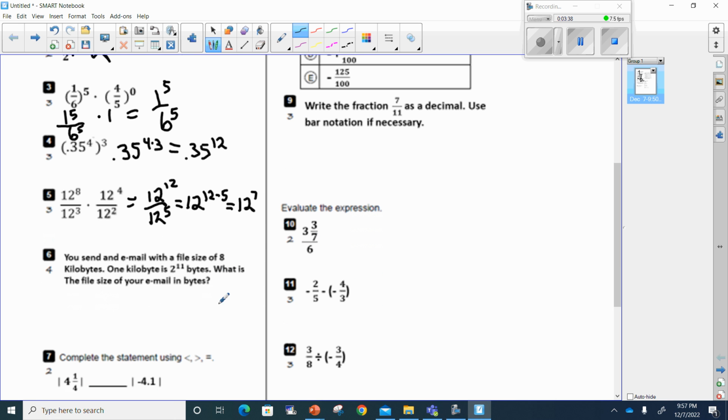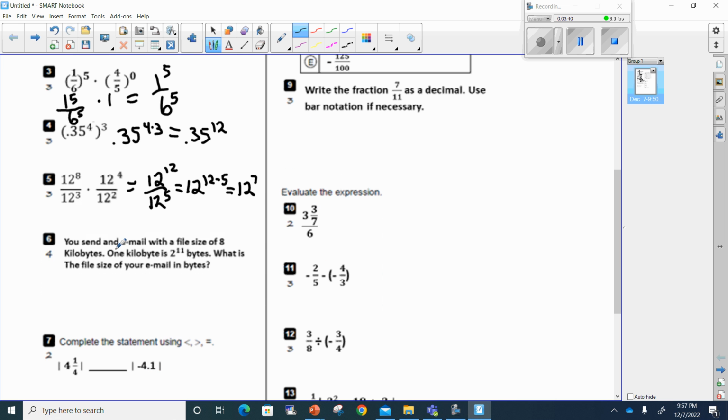All right, let's go ahead and go to number 6. You send an email with a file of 8 kilobytes. 1 kilobyte is 2 to the 11th byte. What is the file size of your email in bytes? Well, I know I've got 8 kilobytes, and 1 kilobyte is 2 to the 11th, which means I got to take this 8 and turn it into a base of 2.